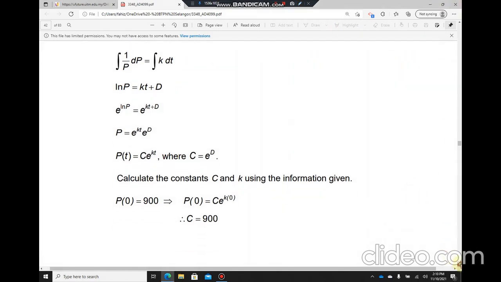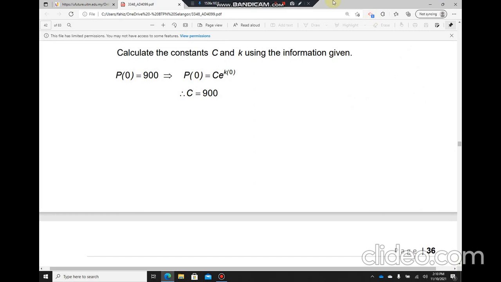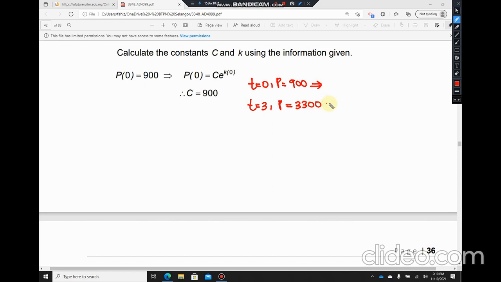Okay, next step. Calculate the constant C and k using the information given. Okay, so macam mana kita nak solvekan this one? Okay, since kita tahu kan, tadi bila t sama dengan kosong, population kita adalah 900. Then second information, when t equals to 3, population kita adalah 3,300. Dua-dua information ni awak masukkan dalam equation P(t) equals to Ce^(kt). Okay, so kita masukkan dulu yang ni.